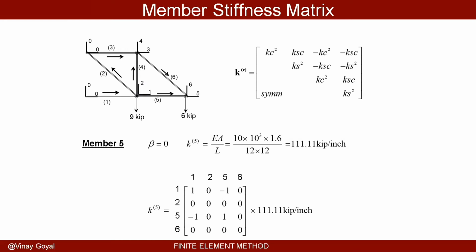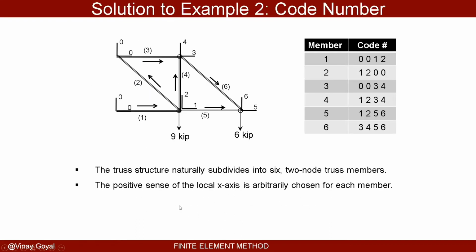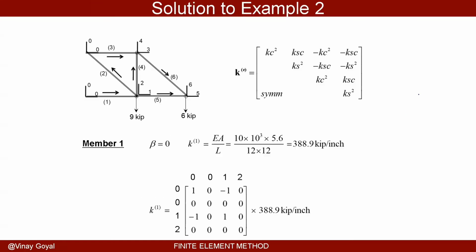For member number 5, which is this one here, that's obvious. That's beta equals 0. And again, put the code number up here. You created the code number table here, use it. I created it, use it.